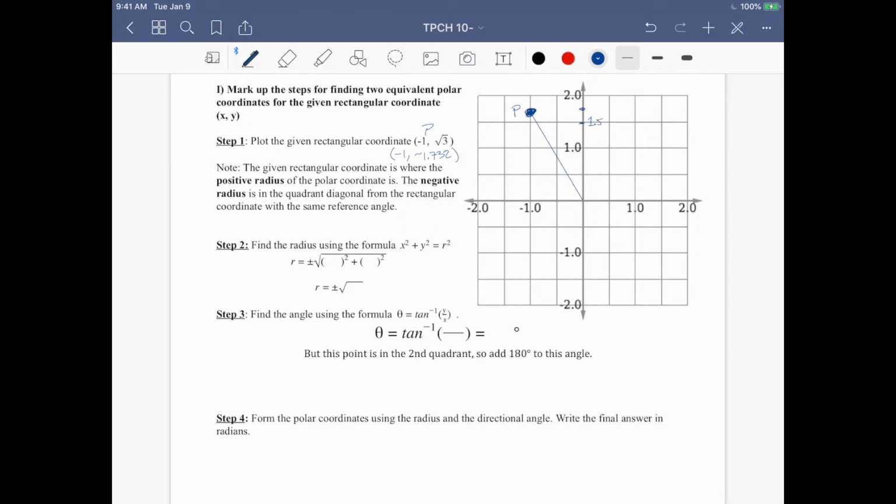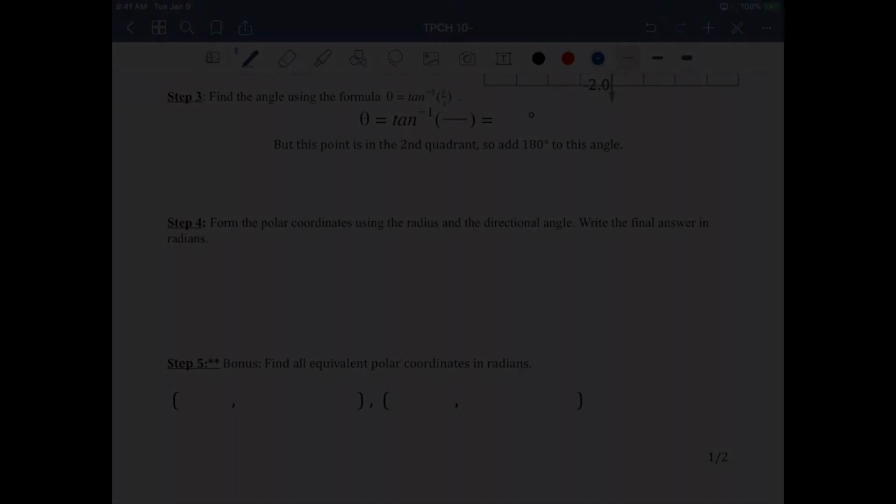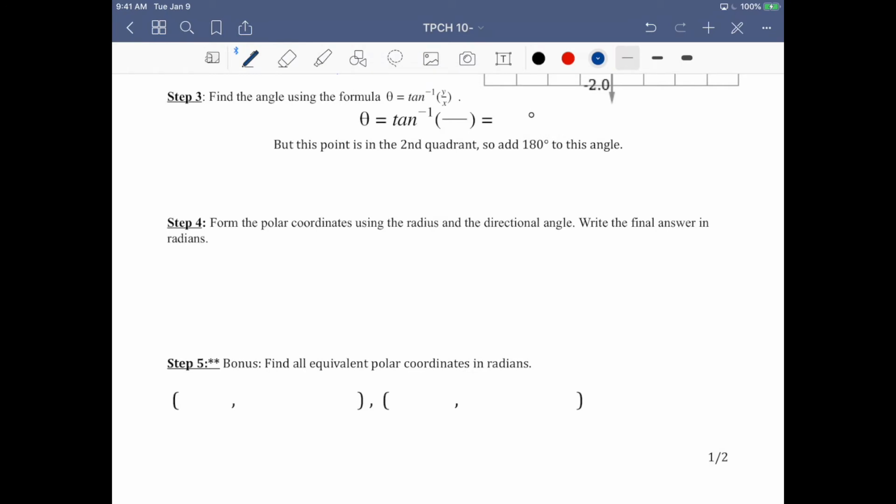If we solve for r, then we're going to end up with plus or minus the square root of x squared plus y squared. My x is -1, and my y is the square root of 3. So after doing some math, I know that the inside is going to be 4 and the square root of 4 is 2. So r is plus or minus 2. Step 3. Find the angle using the formula theta equals inverse tangent of y over x.